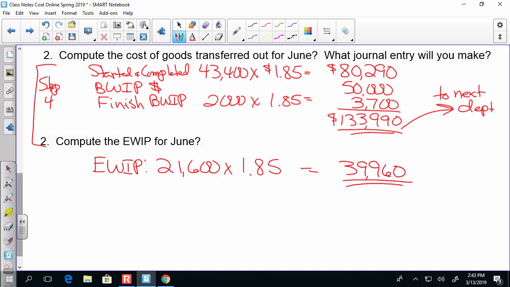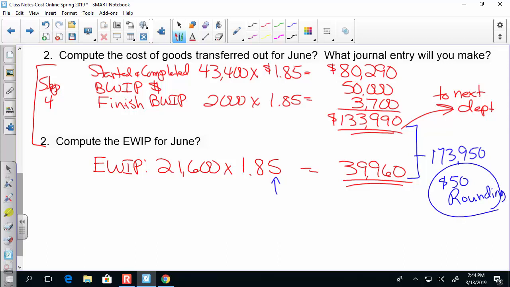Basically what, 40,000? And you'll notice because I didn't quite have an exact two-place number, because of rounding, I had to round that number. I don't quite come out to 174,000, but I do come out to 173,950. So $50 is off due to rounding. And we don't worry about that. We don't adjust or have to make an adjustment for that.